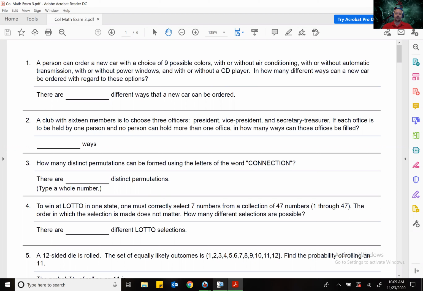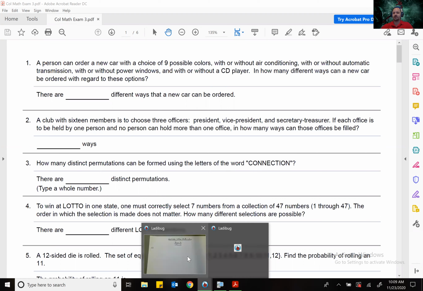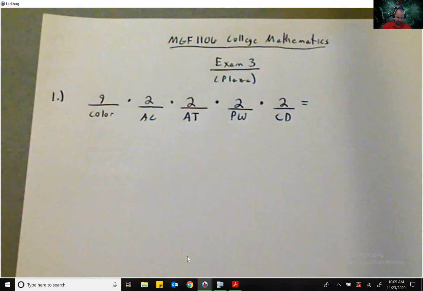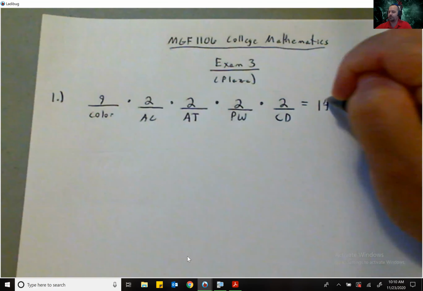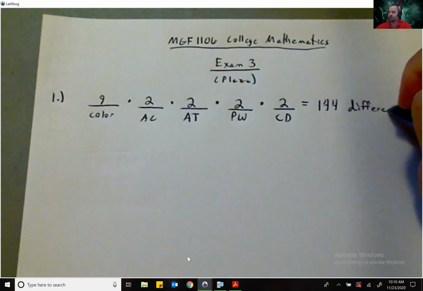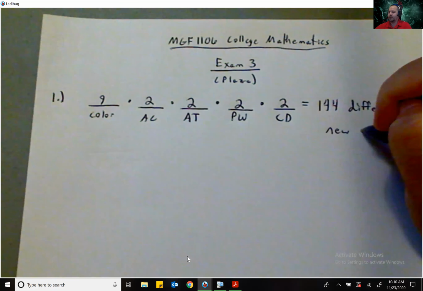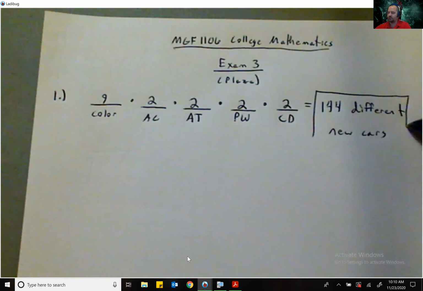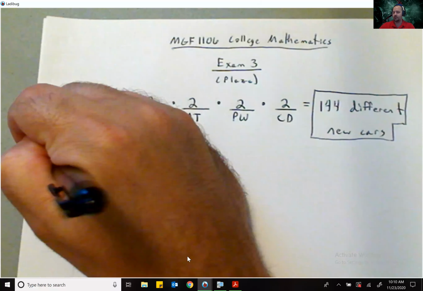So what you're looking at with the fundamental counting principle is this. We're going to take 9 times 2 times 2 times 2 times 2, and that will give us our answer. So you just take out your handy dandy calculator, and 9 times 2 times 2 times 2 times 2 is 144 different new cars. I always write the label out because I think it's important to have those labels, so that way we know what we're talking about. So there's question number 1.